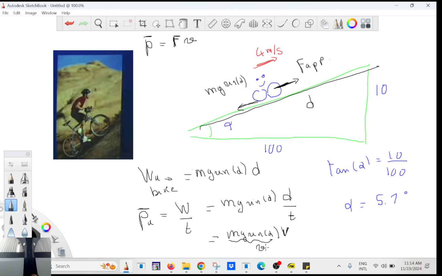Again, agree? So that way, if you do mechanical engineering, it's going to be important to know how to compute that, right? If something is efficient, how much power you need, how much fuel you need per unit second. So that will be the mass, which is 80, times gravity, which is 10, times sine 5.7, times the speed, which is 4, and the unit will be in watts.